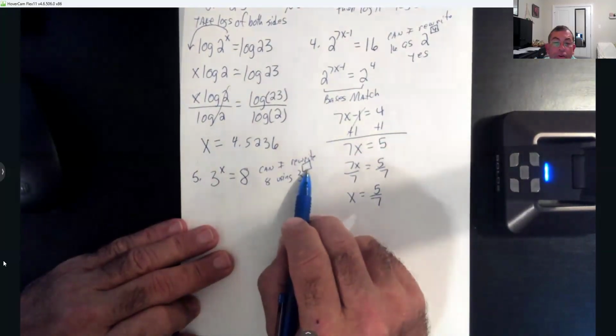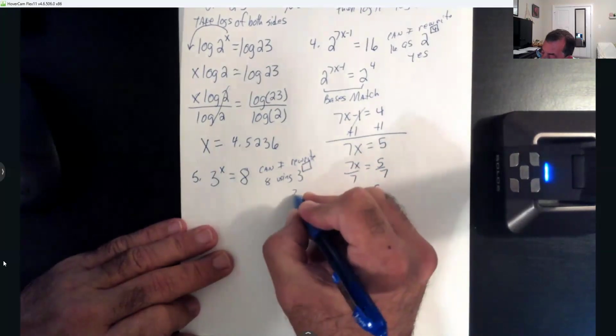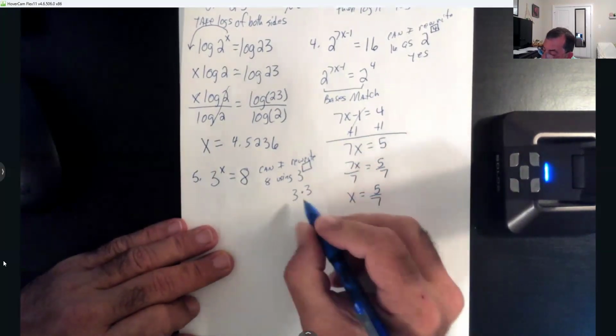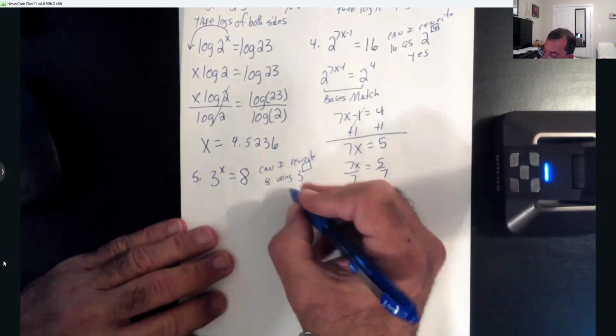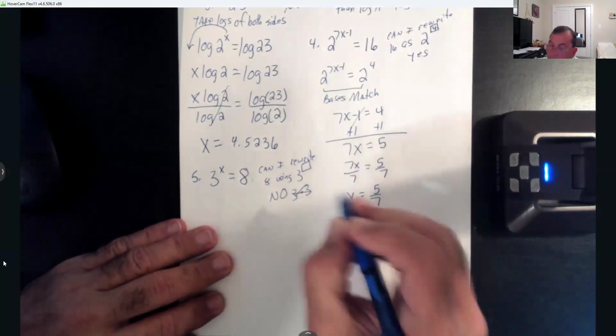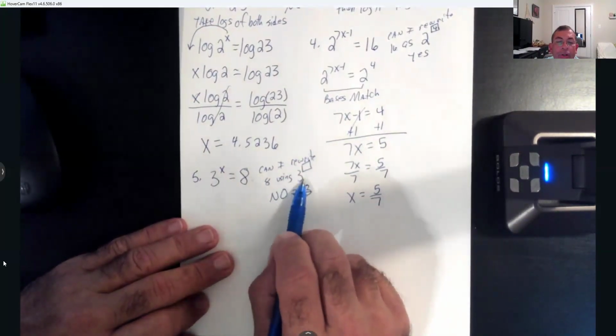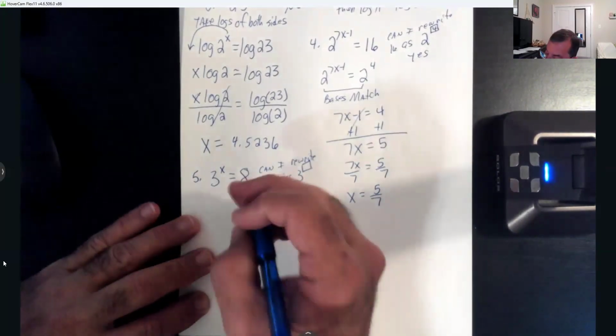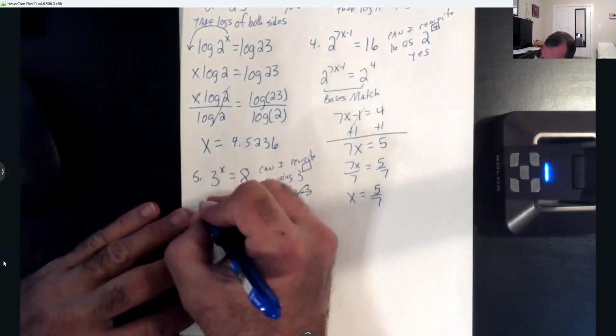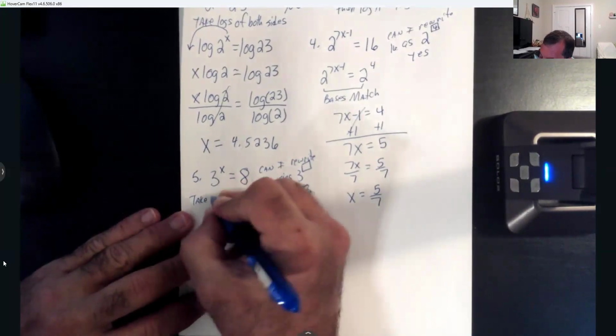Well, 3 to the first is 3. So that'd be like 3 times 3. Well, 3 times 3 is 9. That's too big. So no, I cannot rewrite this one using threes. So we can't rewrite. That means we're going to take a log of both sides.